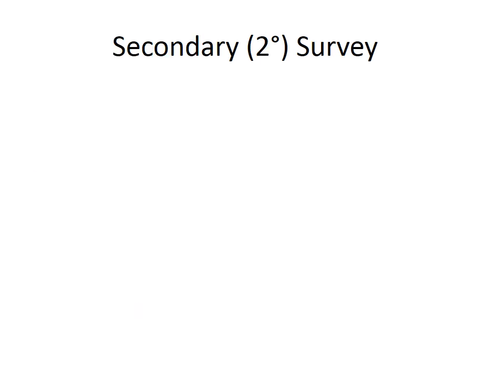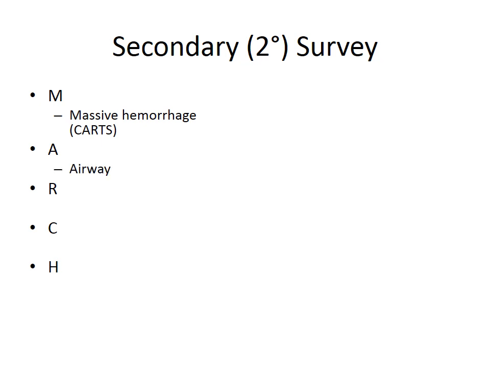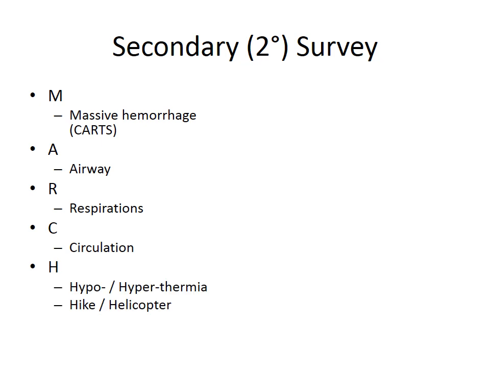After you've obtained the primary survey using AVPU, you'll move on to the secondary survey, which is generally performed with the mnemonic MARCH. MARCH stands for massive hemorrhage, airway, respirations, circulation, and then H stands for two different things. The first is hypo or hyperthermia, and then the second being hike or helicopter. And we'll get into those a little bit more in a moment.